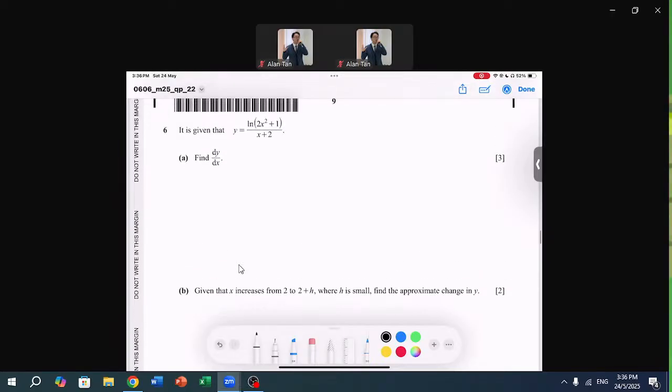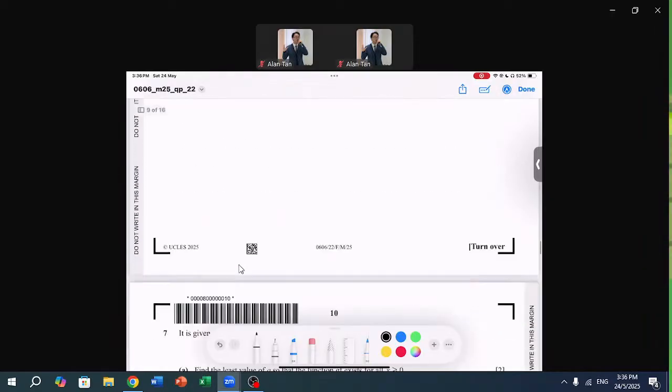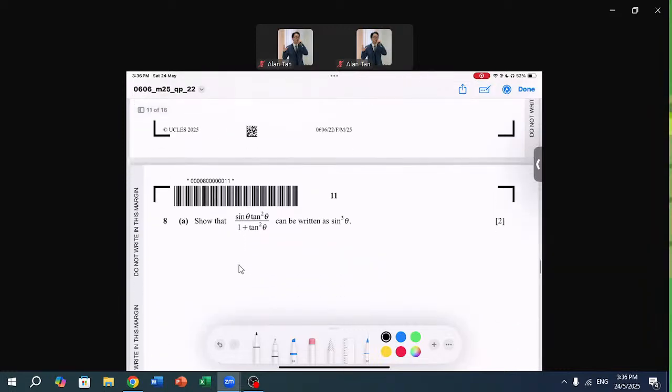Okay, and we reach another differentiation question. y equals ln of (2x squared plus 1)/(x plus 2). This is going to be a quotient rule. It's interesting that they're giving out a second differentiation question right after the first one, but I guess that's it. So let's just quickly see what's a little bit ahead of us.